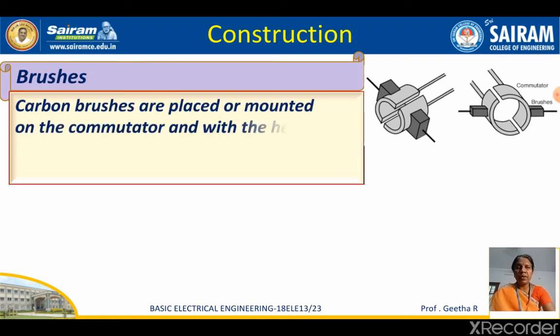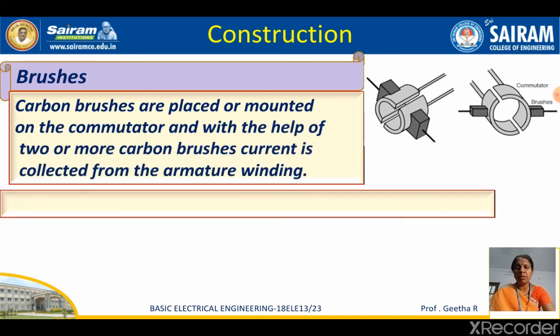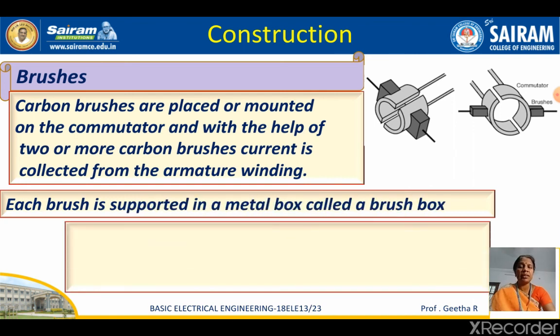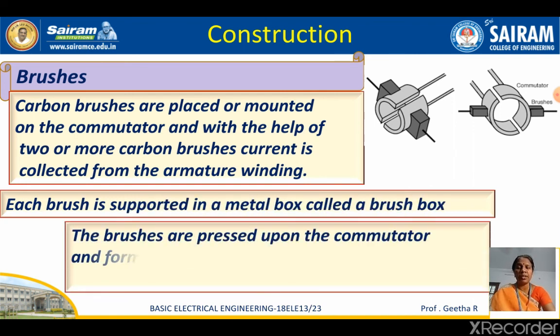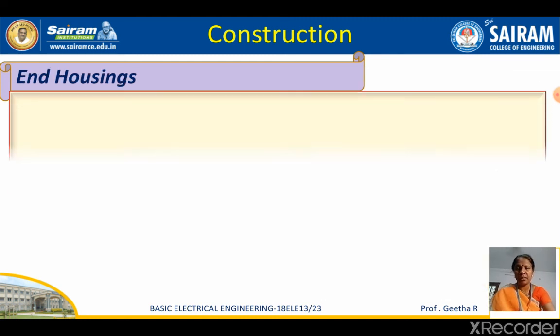Brushes. To collect the current from the commutator, it is connected through brushes only. Carbon brushes are mounted on the commutator, and with the help of 2 or more carbon brushes, current is collected from the armature winding. Each brush is supported in a metal box called the brush box. The brushes are pressed upon the commutator and form the connecting link between the armature winding and the external circuit, so through the brush only it is connected to the external circuit.